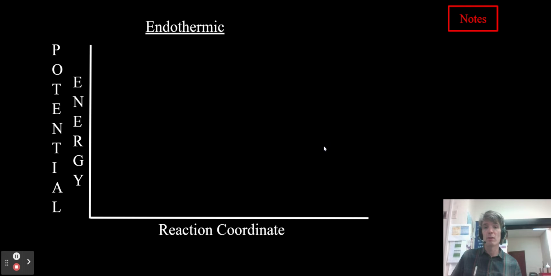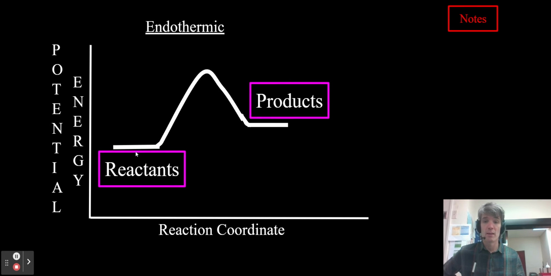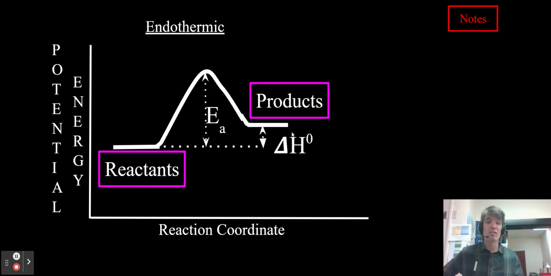All of these reaction profiles have the same axes. The reaction coordinate is the term that the AP curriculum uses just to describe what the things are going through as they progress. It goes from the reactants to the products, and then it goes up, gains energy, and then goes down, and has more energy than it started with. All right. Now, this distance represents the activation energy, the minimal amount of energy that it needs to occur. This distance is the change in enthalpy.